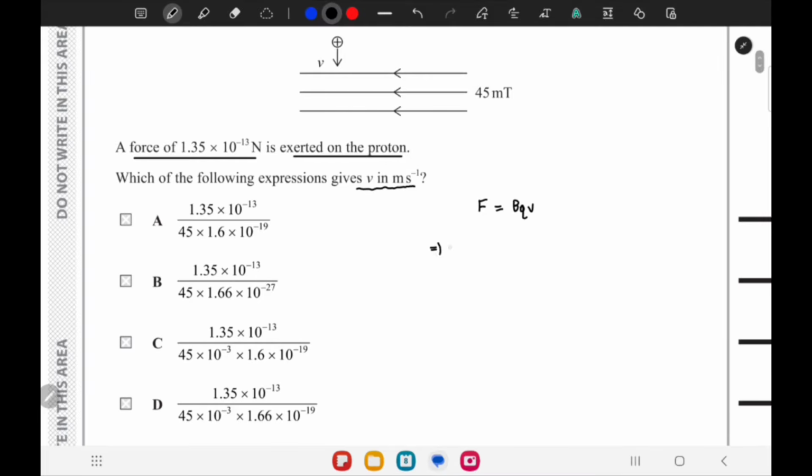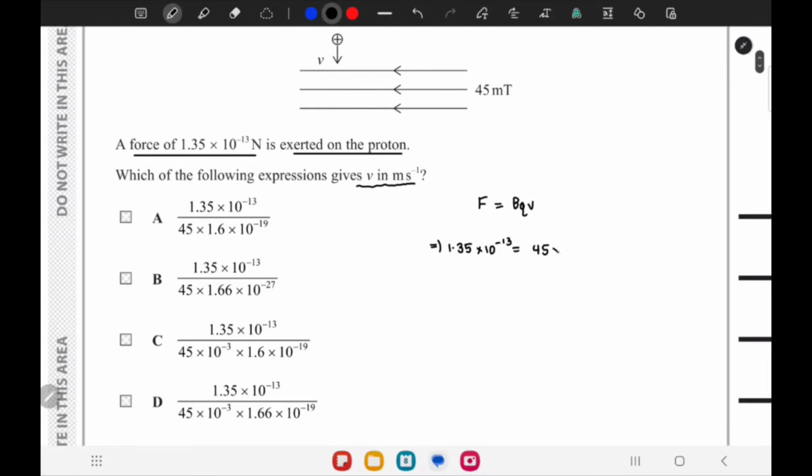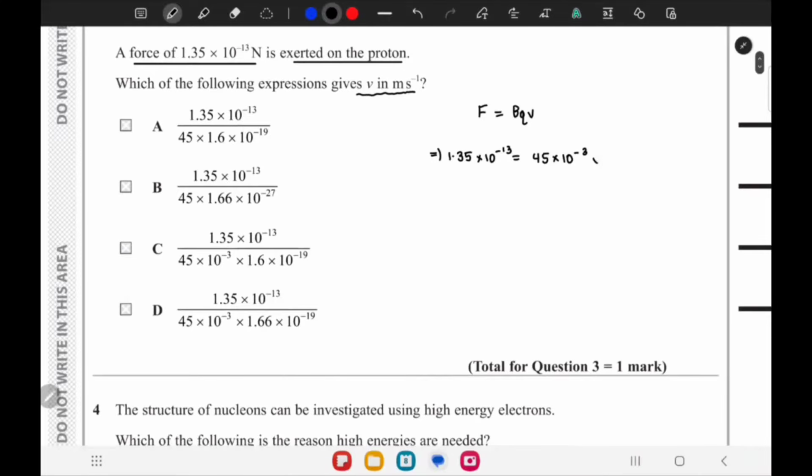The force is 1.35 times 10 to the power minus 13. The magnetic field strength is 45 millitesla, so 45 × 10^-3. The charge of a proton is 1.6 × 10^-19. And the velocity is unknown. If we make V the subject, we'll get 1.35 × 10^-13 divided by 45 × 10^-3 times 1.6 × 10^-19. So option C is the correct answer.